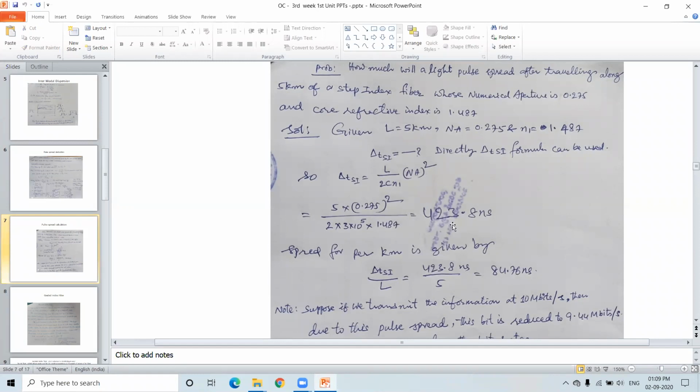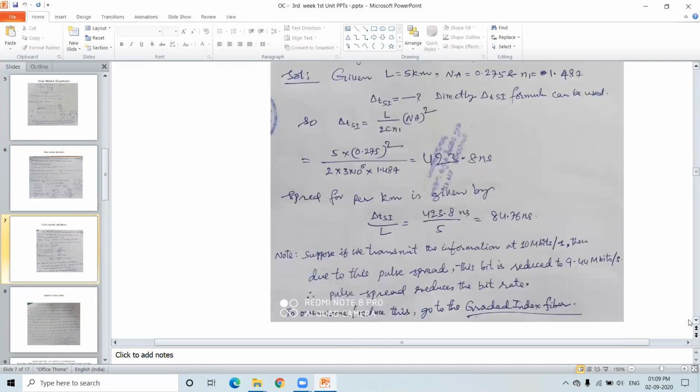we got 423.8 nanoseconds for a distance of 5 kilometers, and per kilometer it is going to be 84.96 nanoseconds. Now the conclusion here is, if there is no pulse spread taking place, the fiber can transmit a bit rate of 10 megabits per second. That means 10 megabits transmitted per second. This is the bit rate. In digital terms it is the bit rate, or in analog it is bandwidth. So it is 10 megabits per second if there is no pulse spread at all.